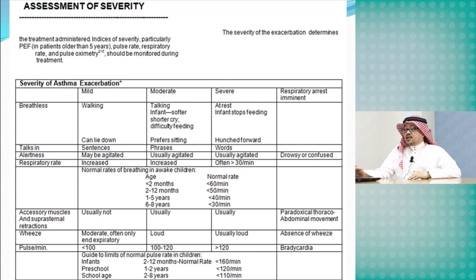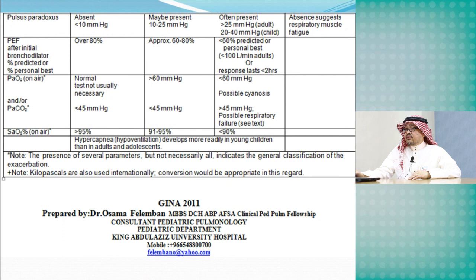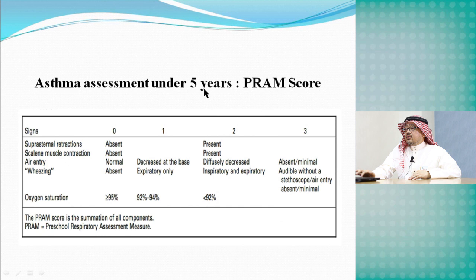And this is the continuation of the severity management. Also, for children less than 5 years, in our department, we use the PRAM system, which includes the signs. It starts from 0 to 3, and according to the score, we can initiate the management. The PRAM system refers to the Preschool Respiratory Assessment Measure, which is adapted from the Canadian system.